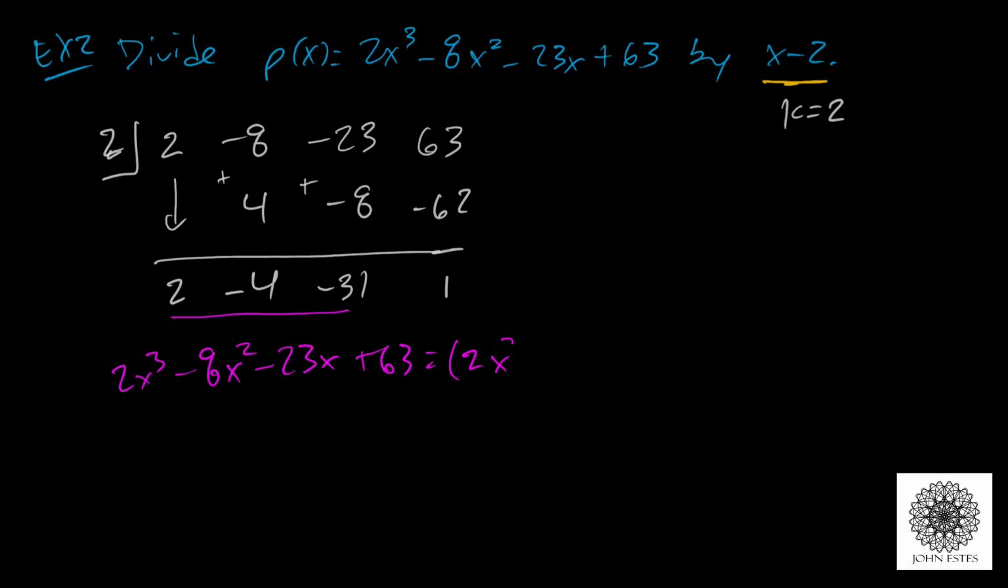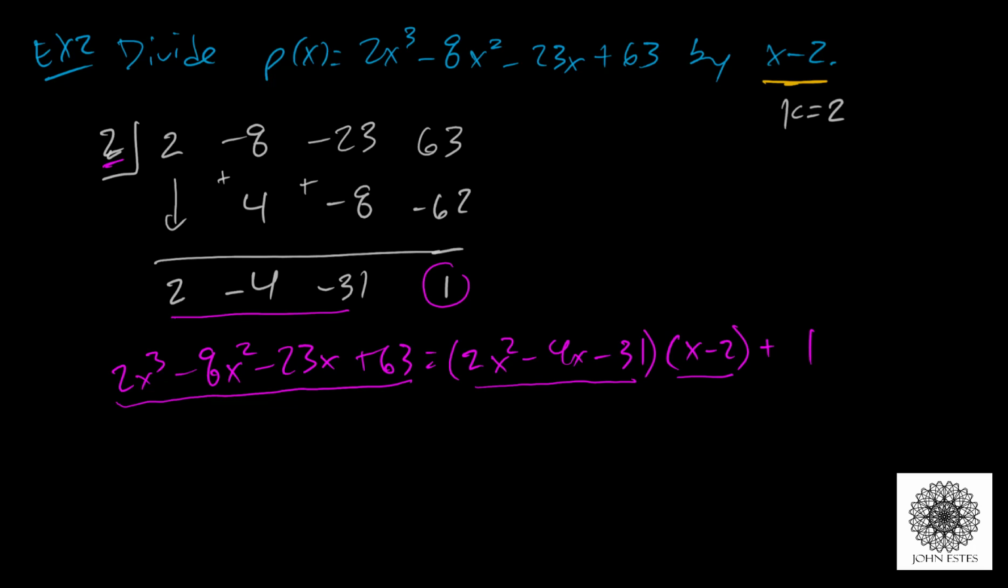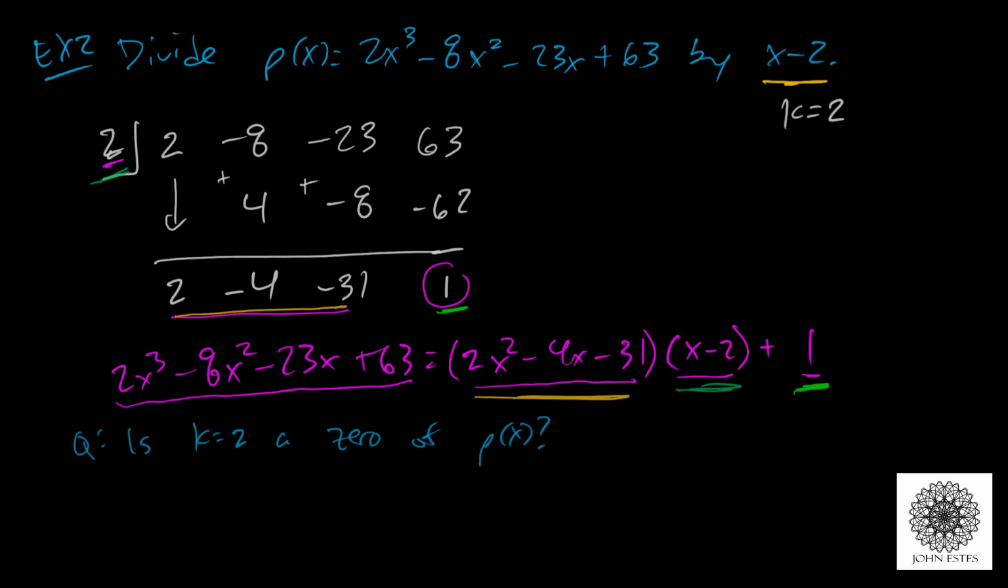That's going to be 2x squared minus 4x minus 31 times the thing I get for my k values. That's the x minus 2. But I have some remainder here, so it's plus 1. I can write this polynomial in terms of this polynomial times x minus 2 with a remainder of 1. Now as a follow-up question, is k equals 2 a 0 of p of x? And the answer to that, hopefully we can quickly see, is no, it is not.